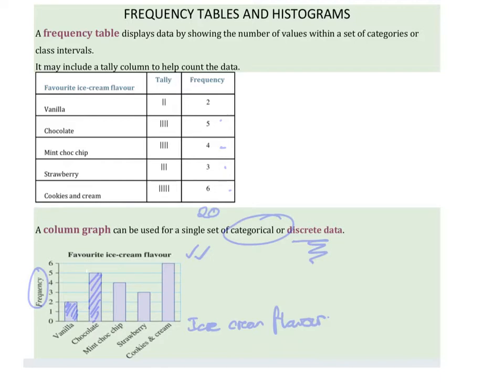And have a look at the columns. They are all the same width. Okay, all of those columns are the same width, and the space between the columns we try to keep the same as well. So there is some symmetry there to that particular graph.